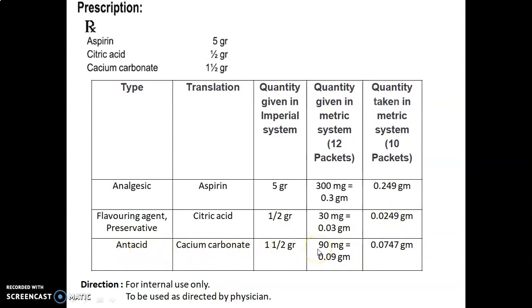Calcium carbonate, used as an antacid. Quantity given in the imperial system is 1 and 1/2 grain. 1 grain is equal to 60 milligram. So 1 and 1/2 into 60 milligram is equal to 90 milligram, which is equal to 0.09 gram. And the quantity taken in the metric system to prepare the 10 packets is 0.0747 gram. All these taken quantities are calculated with the help of the factor. Direction: for internal use only, to be used as directed by physician.